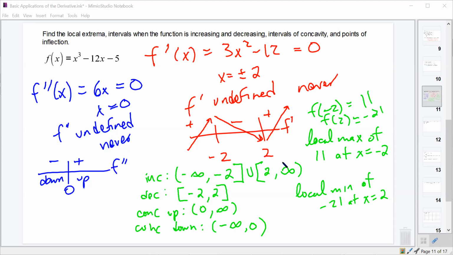Okay. And then our point of inflection, we'll need to find f of 0. F of 0 is equal to negative 5. And so we will say that we have a point of inflection is the point 0, negative 5. And I believe that should have answered all of the questions that we were asked to answer. Local extrema, intervals where it's increasing and decreasing, intervals of concavity, and points of inflection. Any issues there?